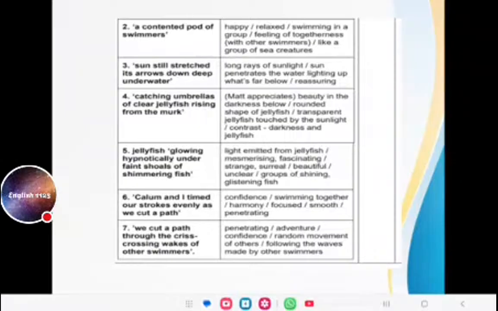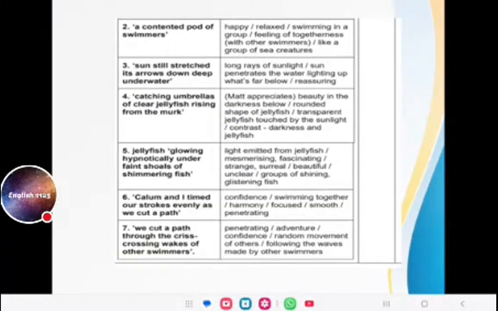A contented pod of swimmers: happy, relaxed, swimming in a group, feeling of togetherness. So this sentence explains that the swimmers were moving together, they were happy, they were relaxing there, they were enjoying their time with each other, like a shoal of fish under the sea, or animals who are moving in groups like animals we see underwater.